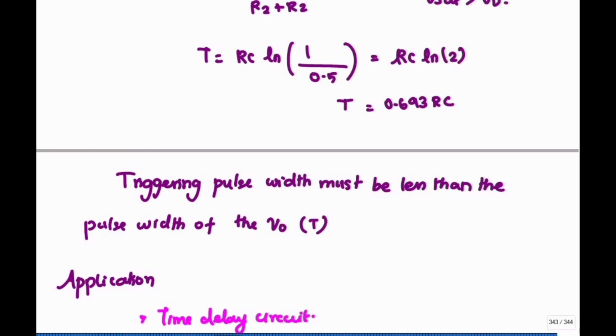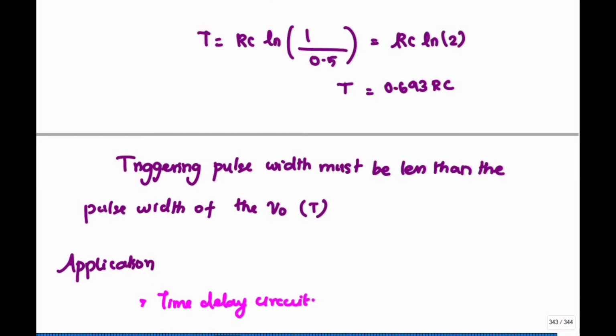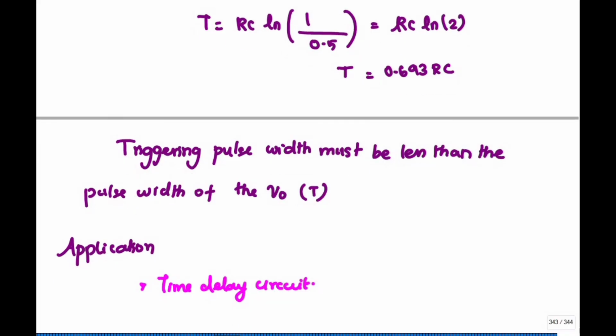And you have to make sure that the triggering pulse width must be less than the pulse width of the output, right? V naught, that is T.